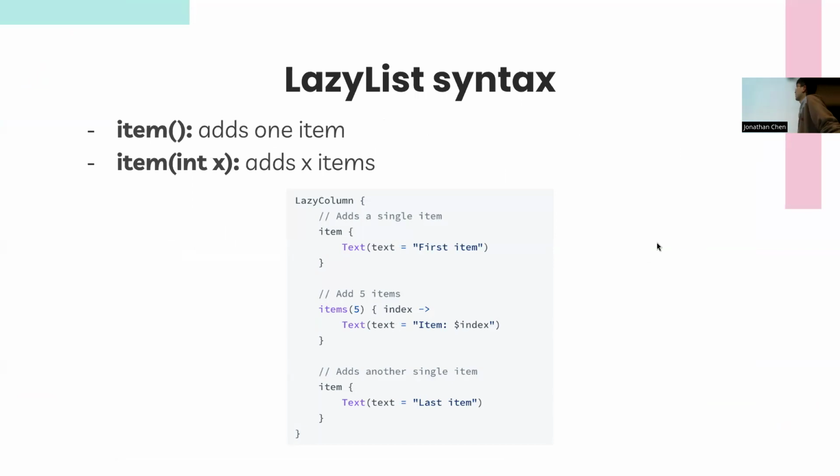And so the reason why we're going to use this going forward is that the lazy list syntax is a lot more simple, a lot easier to reason with. So you see here, there's just simply a lazy column object, and then within its scope, you're going to add all your items, and you can repeat them any number of times with the items function.